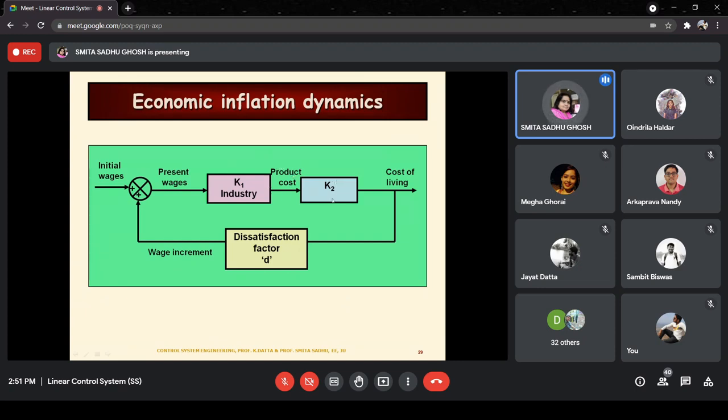Now, the moment the product cost increases, what will happen? The workers will have to buy the same product and their cost of living goes up further, right? So again, cost of living going up means what? Dissatisfaction will be there. They will want a wage increment. If the wage increment is actually allowed, then the present wages will go still further up.